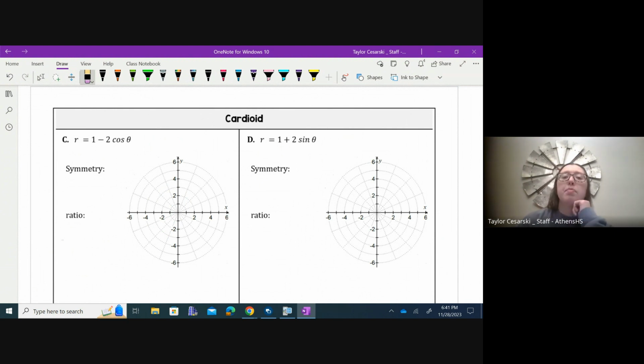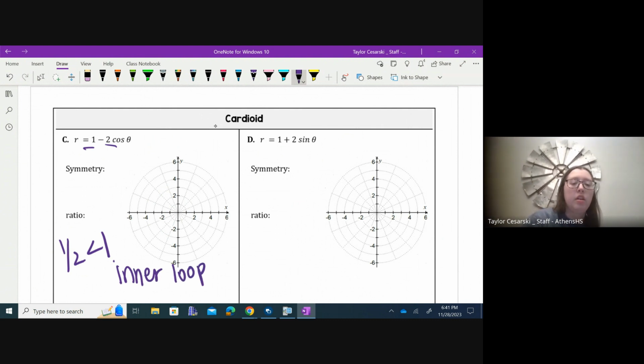Now, on these, my ratio here, a divided by b, is less than 1, which means it's going to have an inner loop. So again, just recognizing what I know this should in general look like. You can always plug in a point to verify. The max distance will be 1 plus 2, meaning it will be 3 away. And it'll look something like that. I'm very bad at drawing these, I'm going to warn you. Let me graph it on GeoGebra so you can see a little bit better.